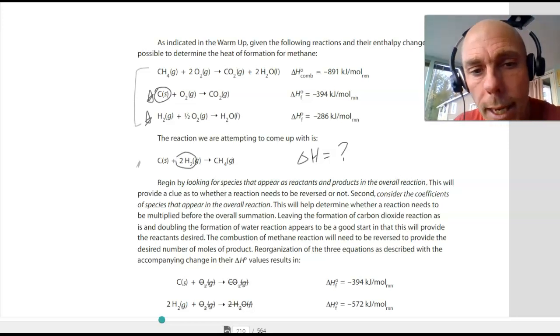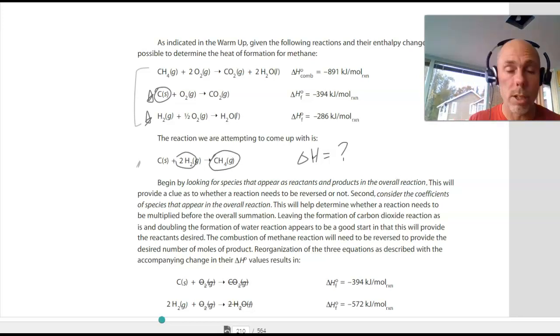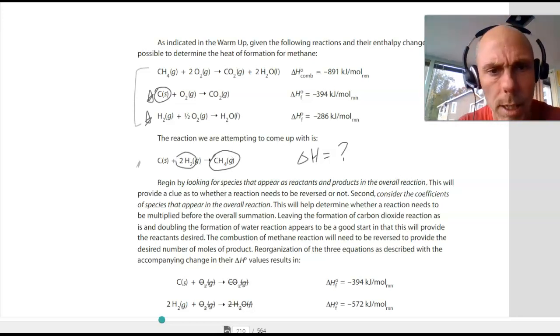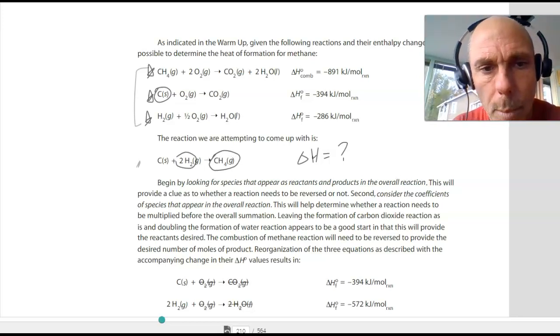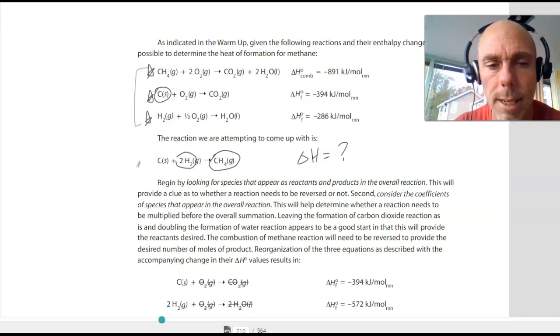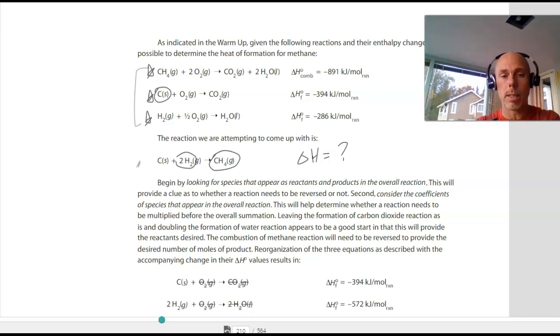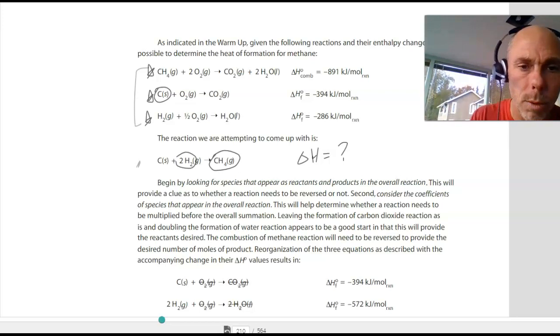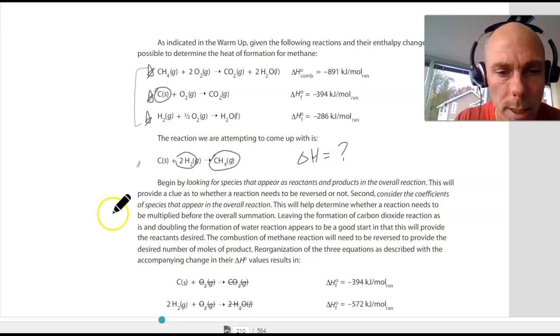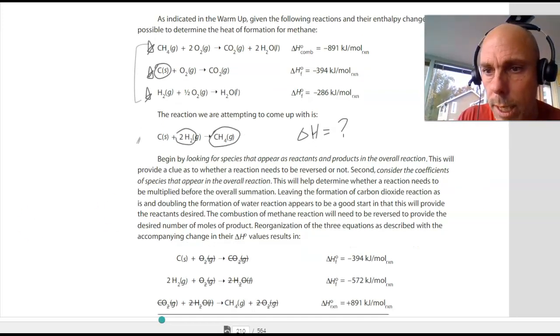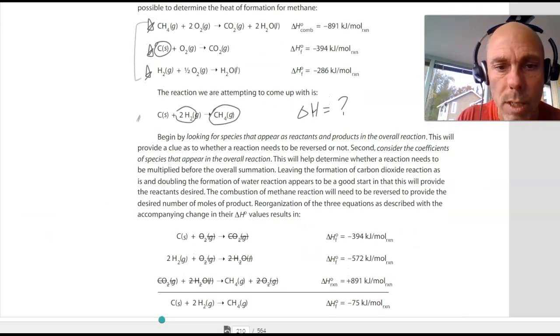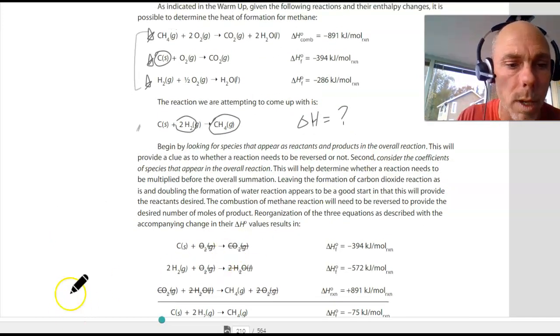I need methane in one of the reactions above, which is in reaction 1, but it's on the reactant side in reaction 1 and not on the product side. But I need it on the product side. The coefficient is okay, but I need it on the product side. So we're now going to scroll down to see how those reactions above were manipulated to give us what we wanted.